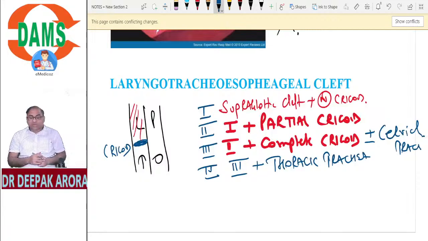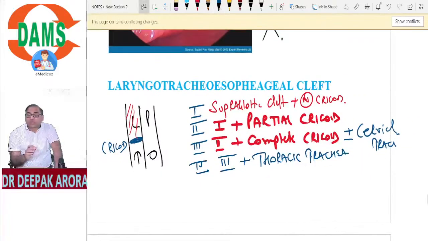Revise with me in the class itself. What is type 1? Supraglottic cleft with normal cricoid. Type 2 is supraglottic cleft with partial cricoid involvement. Type 3, total complete cricoid. And last, your thoracic trachea is involved.